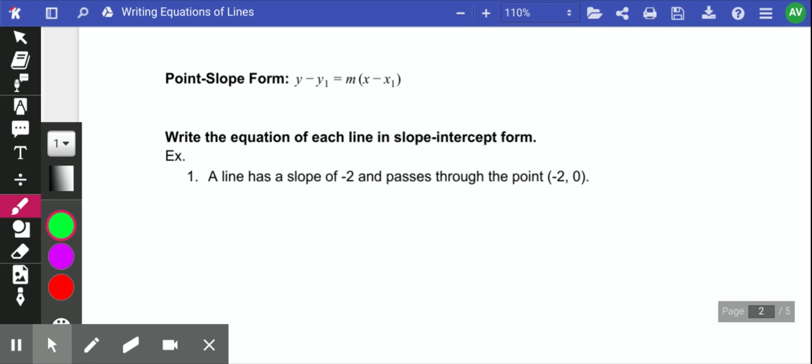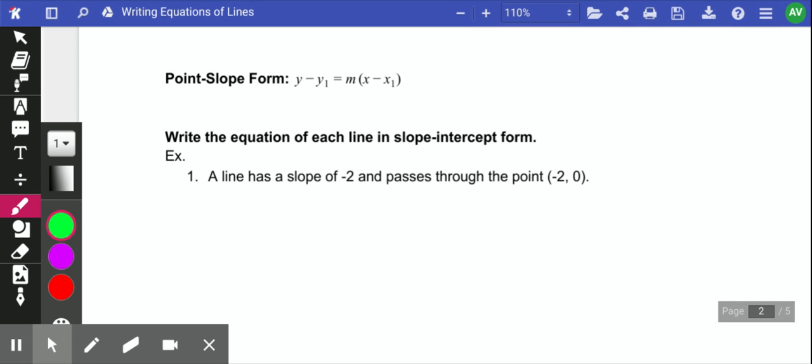All right, so sometimes we don't know the y-intercept of a line. Sometimes we're just given the slope and a point or 2 points on a line. So that's where this equation becomes very handy to know. This is point slope form.